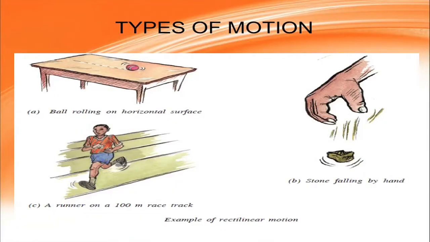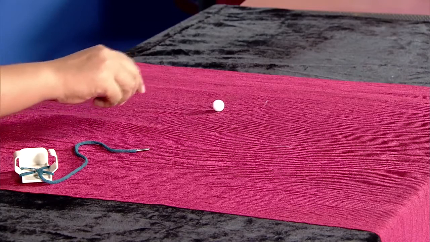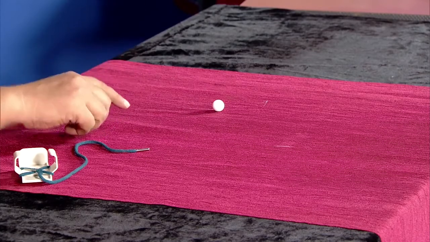Now, you can see different things that are in motion: a ball lying on the table surface, a stone that we drop and is falling, a person running on the track. All are examples of rectilinear motion, motion in a straight line. You can see here the ball is rolling on the floor, and its position is changing with respect to the floor.